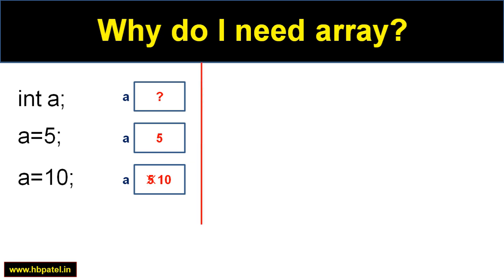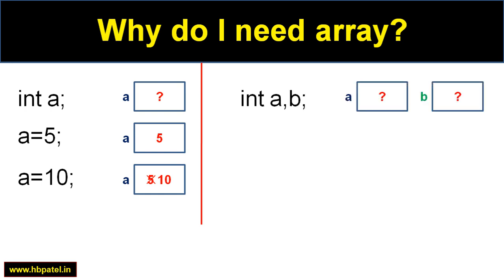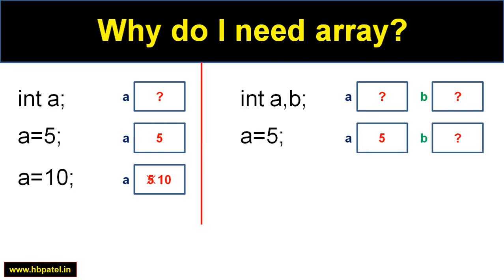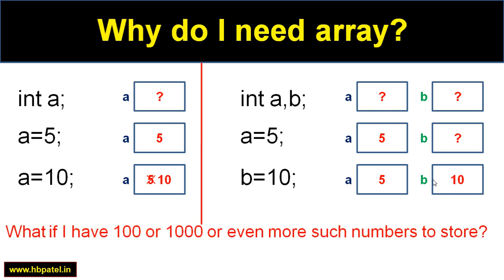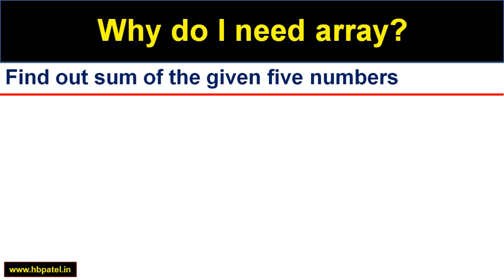Now the simple solution to this problem is you can have two variables. Let's see that. We have two variables a and b. I can put 5 into a and I can put 10 into b. So now a contains 5 and b contains 10. Now what if we have hundreds or thousands of different numbers to store? This is an issue. So for that, let us take a very simple example.